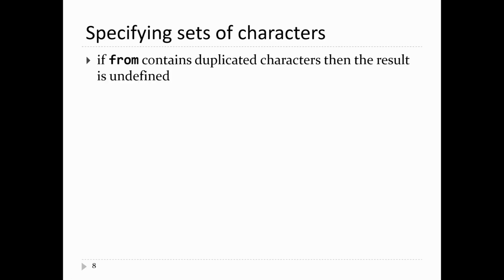Okay, now these are supposed to be sets of characters. From and to are supposed to be sets. In other words, they're supposed to contain unique elements in from, and the elements of to should also be unique. So what happens if you don't use unique characters in one or both of the two sets? Well, the result is undefined. If you actually read the documentation for tr, it doesn't tell you what happens if you duplicate characters.